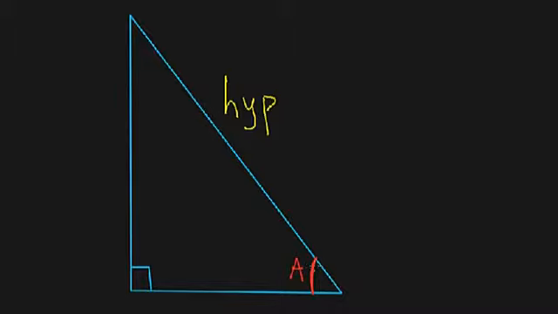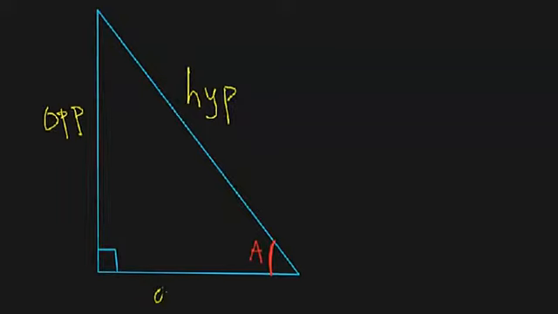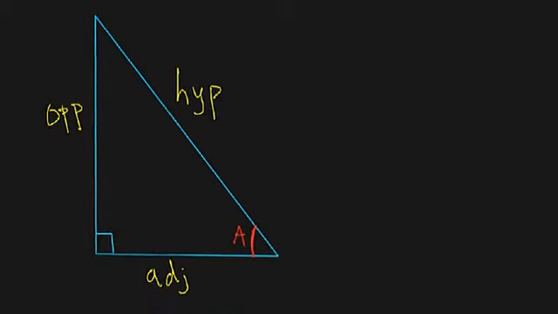Now from the perspective of angle A, the opposite side is going to be this side. That's the side opposite angle A. I'll label that OPP for opposite. The last side, this last leg of the triangle, I'll call ADJ, short for adjacent, because it's adjacent from the perspective of angle A.